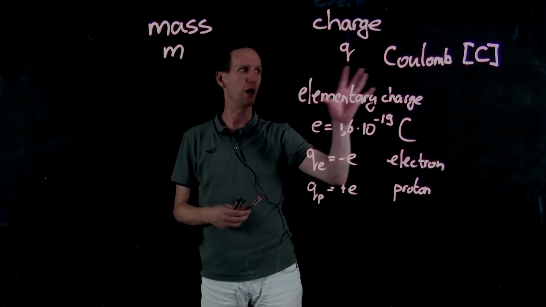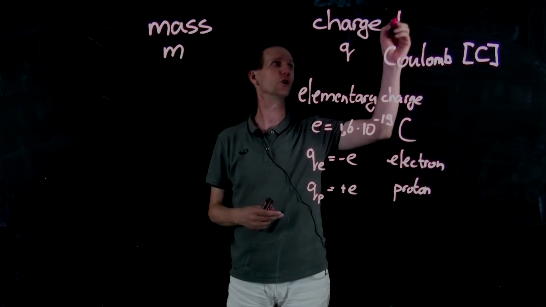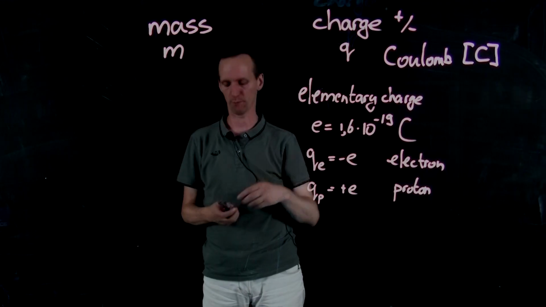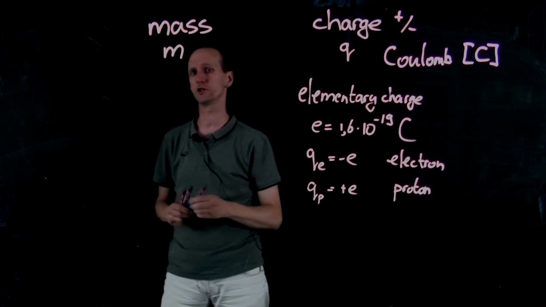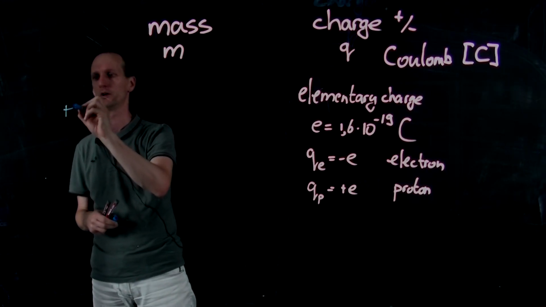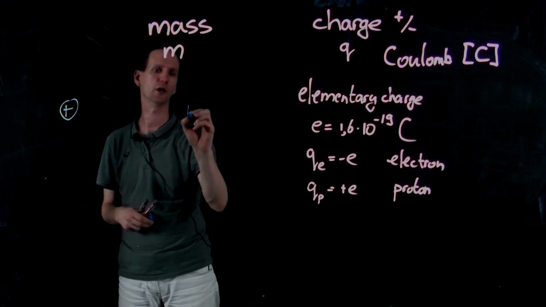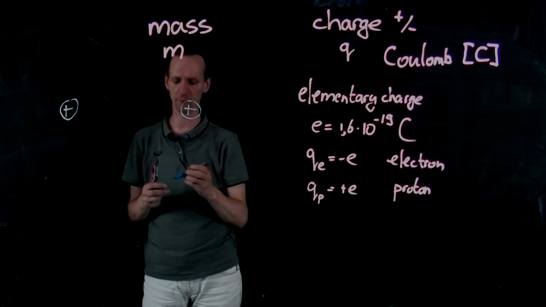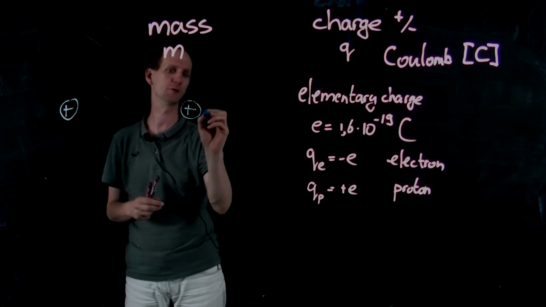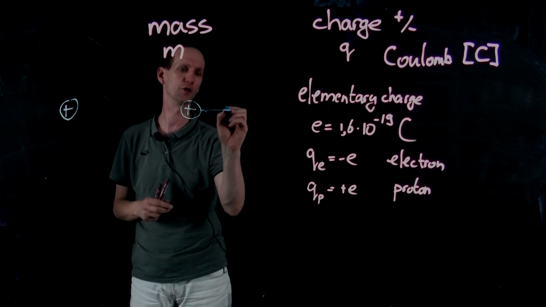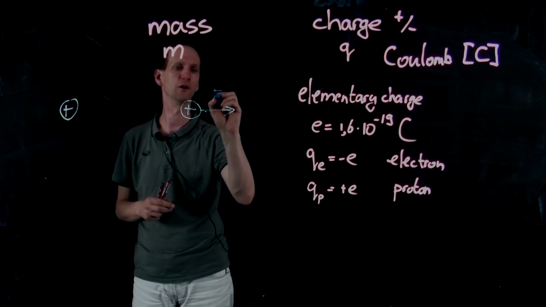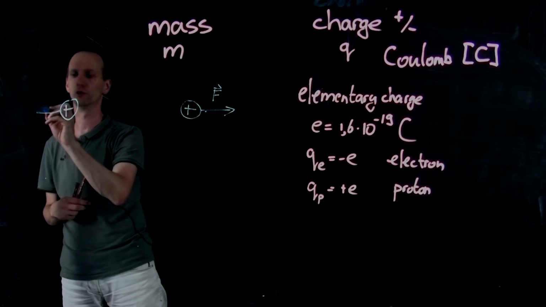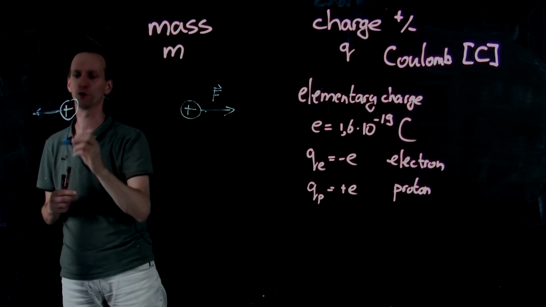So because of the plus and minus character of charge, so this is always in plus minus form, the interaction between charges depends on their polarity. So if we would have two charges, I will draw here a positive charge and a positive charge here. These two charges will repel. So like charges repel each other. So this particle will feel a force pushing it away from the other charged particle, and this particle will also feel a force pushing away.